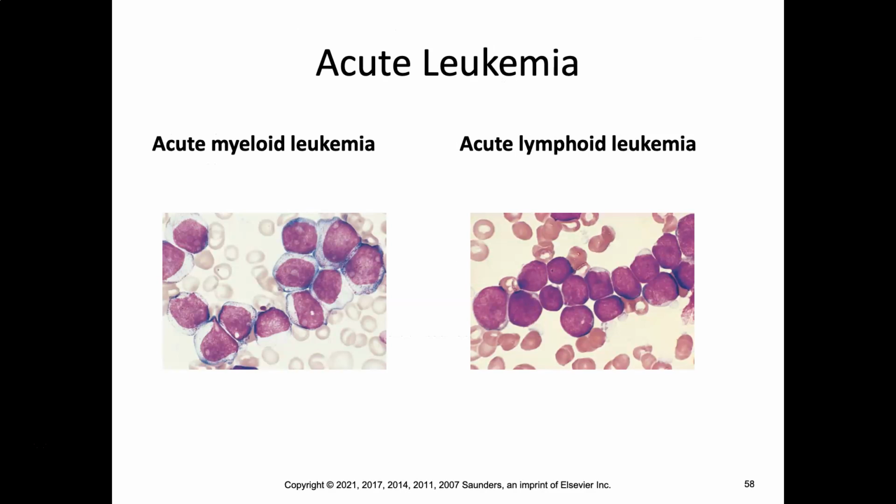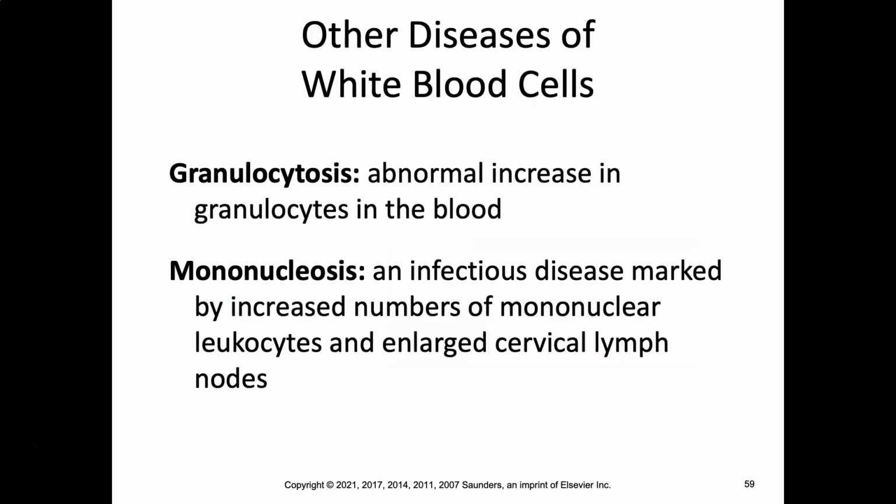And this gives you a visual of the difference between the white blood cells, how they diagnose that between normal white blood cells and abnormal ones. On the left, you see acute myeloid leukemia. On the right, you see acute lymphoid leukemia. Other things that can go wrong with white blood cells include granulocytosis and mononucleosis.